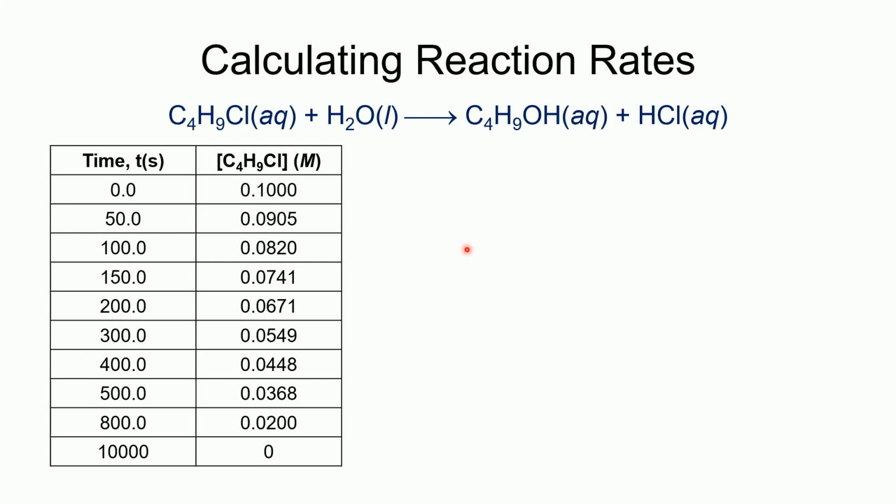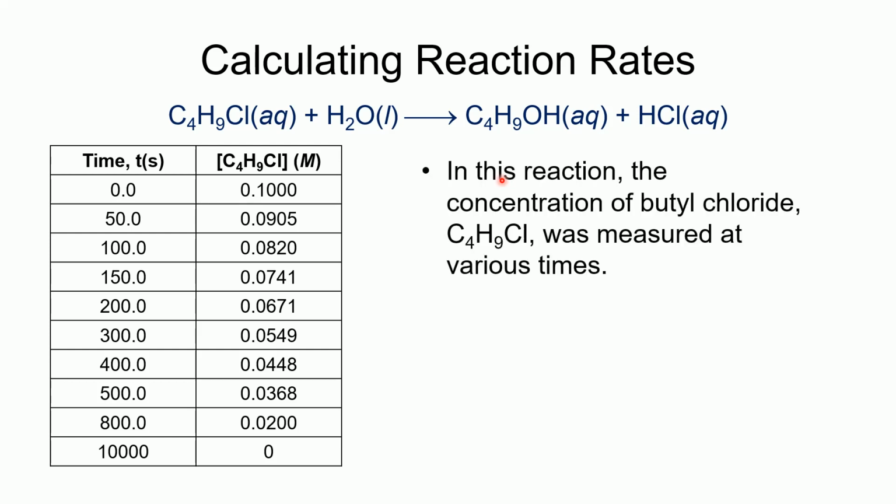So now we want to look at a real chemical reaction. Instead of having A getting converted into B, in this real chemical reaction we've got butyl chloride reacting with water and getting converted into butyl alcohol plus HCl. In this reaction, whoever did the experiment has measured butyl chloride as a function of time. They picked out several different times and measured the butyl chloride at those times.